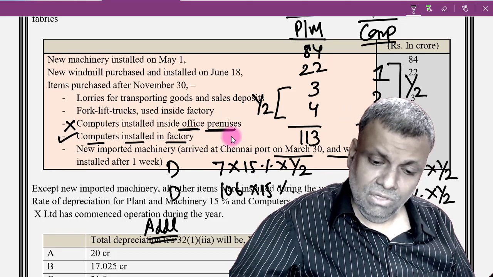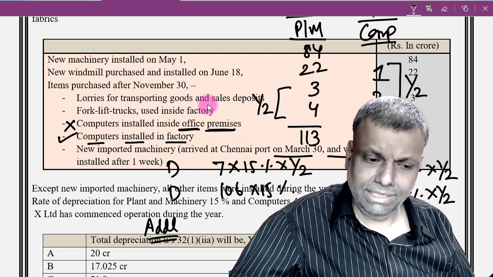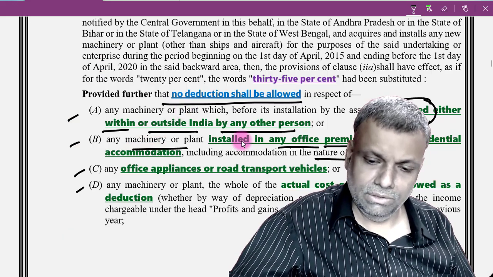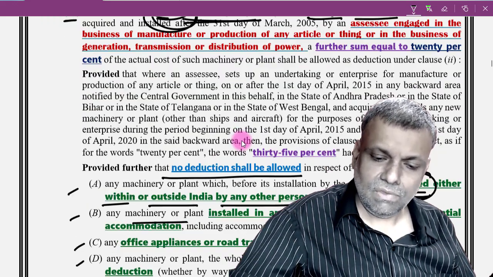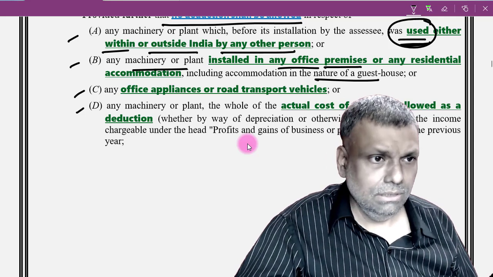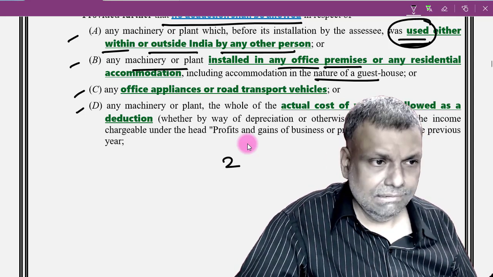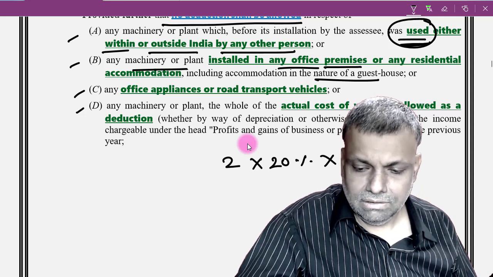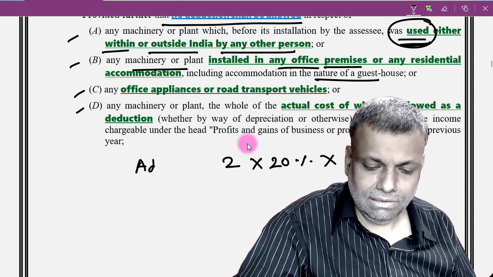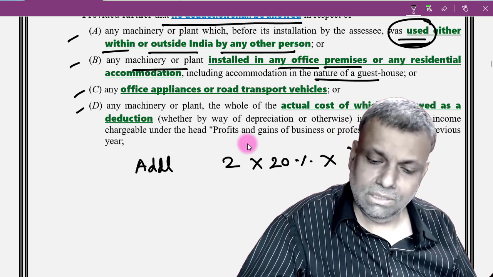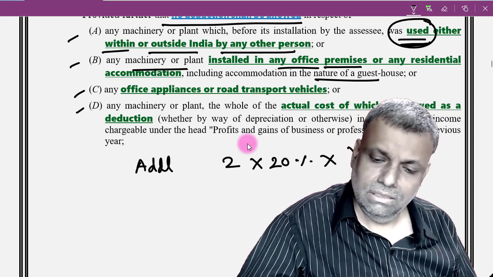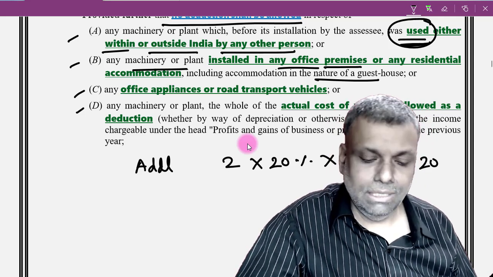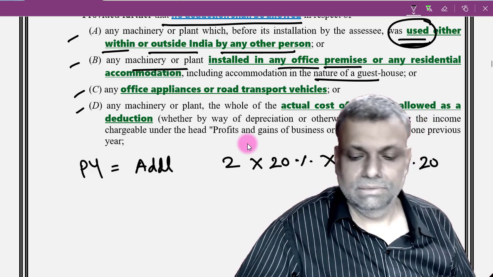Now, there is one very important point that I want to bring to your notice. Listen very carefully. With respect to the computer, 2 lakhs, 20% additional depreciation and half the rate. This is the additional depreciation. Just multiply, and see how much it comes to. It comes to 0.20 lakhs.